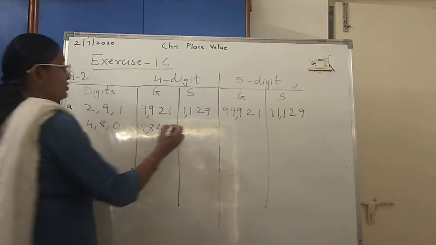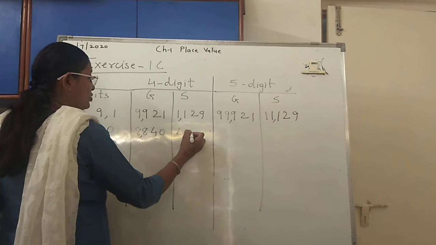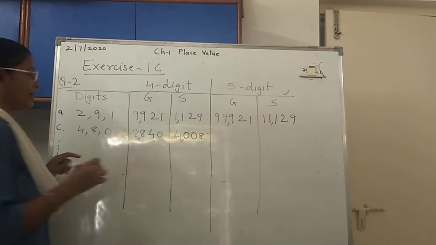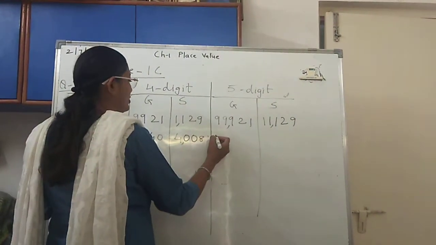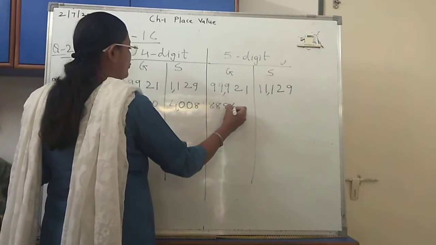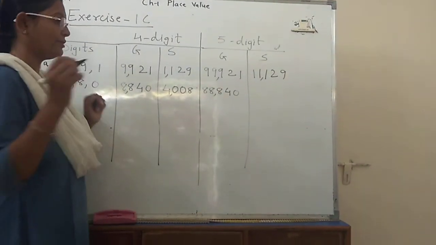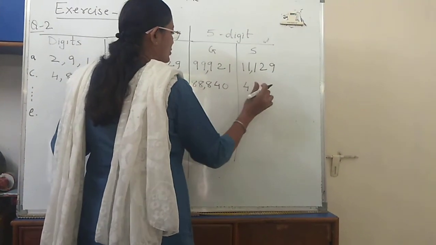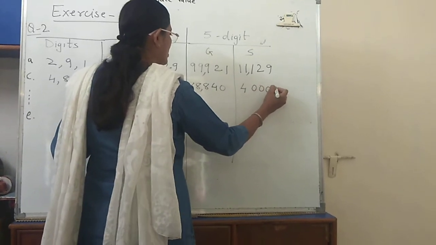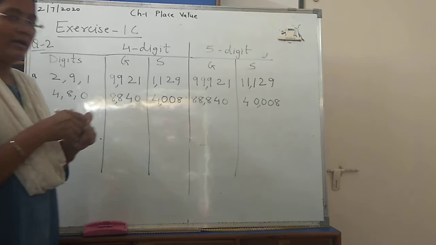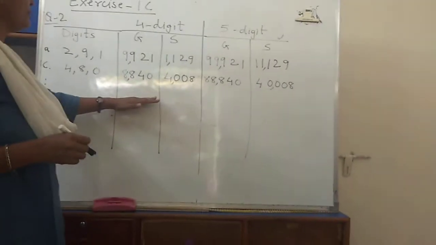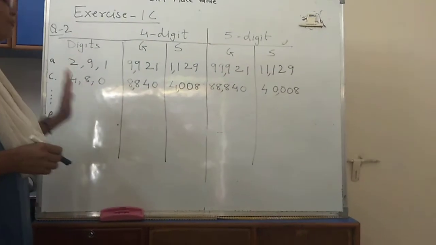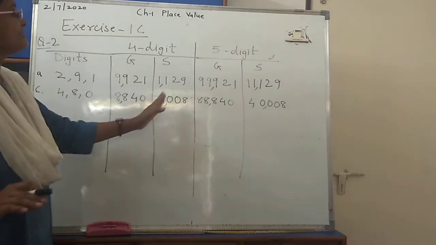Now the smallest number you have to build. 0 you cannot write first, so you'll write 4, 0, 0, again repeat, and 8. That is 4008. Okay. Same way, in the greatest number of 5 digits, you have to repeat 8 three times: 88840, that is 88,840. And here you will repeat 0 one more time: 40008, that is 40,008. Clear? This is the way how you can build the greatest number and smallest number, 4-digit number and 5-digit number, by using whatever number of digits are given. You are repeating the digits again.